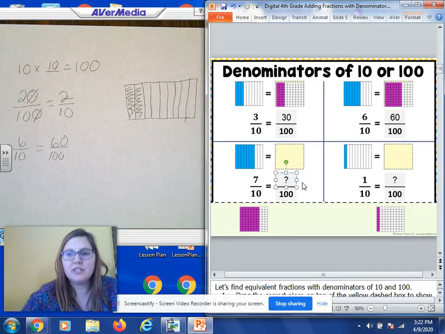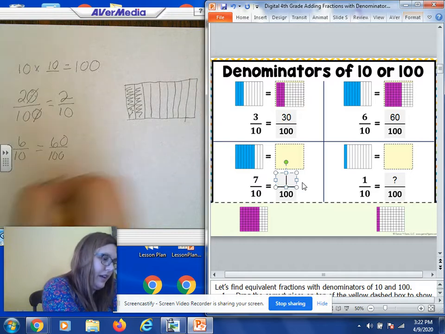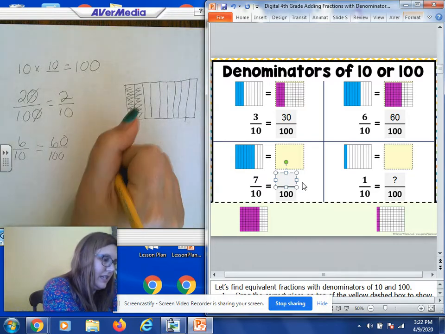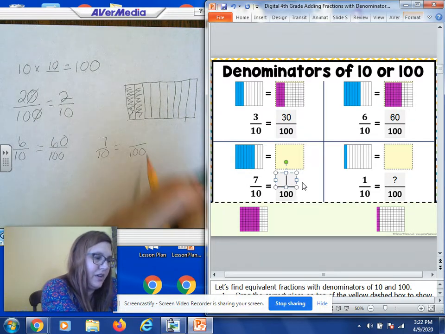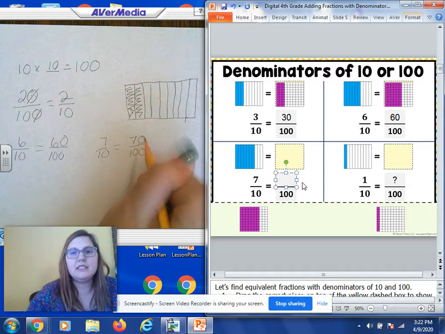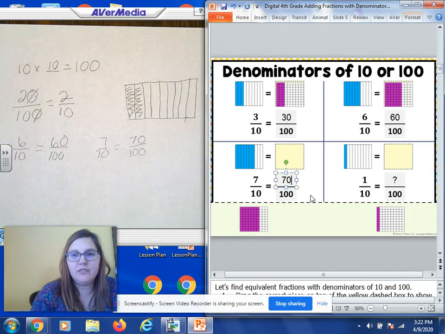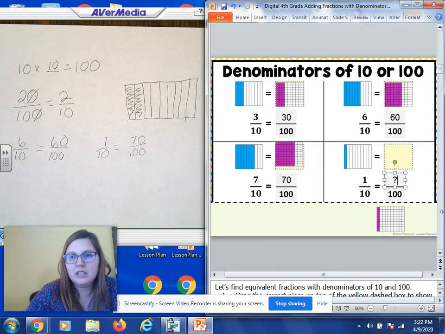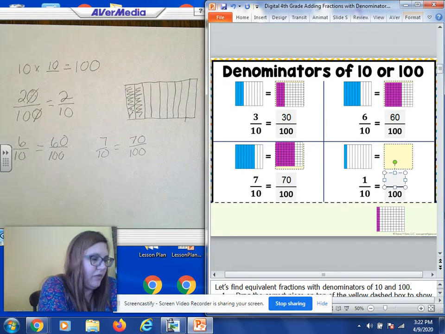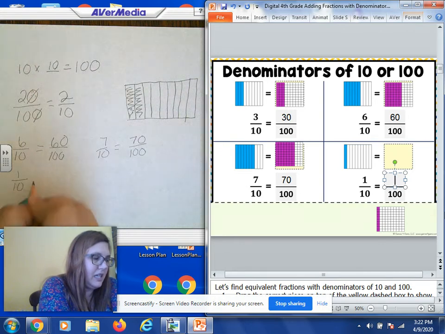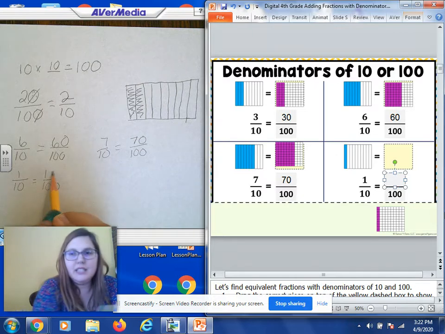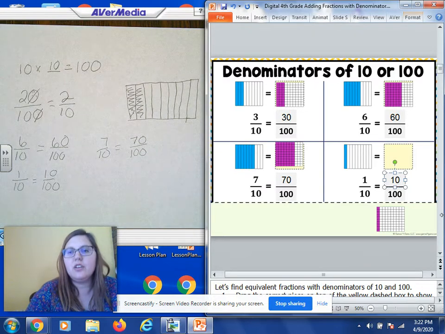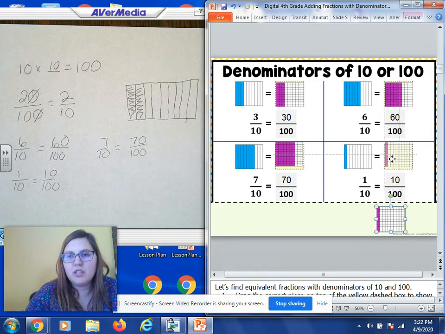So now I have 7/10. I write it over here, 7/10. To get to hundredths, I had to add a 0. So bring your 7 over and add a 0 to the end of it. You will have 70 hundredths, and drag and drop that box. I have 1/10. Changing it to hundredths, bring the 1 over and add the 0. So that's 10 hundredths, and drag and drop that picture in there.